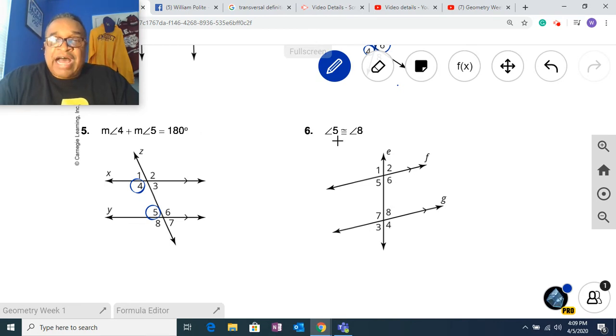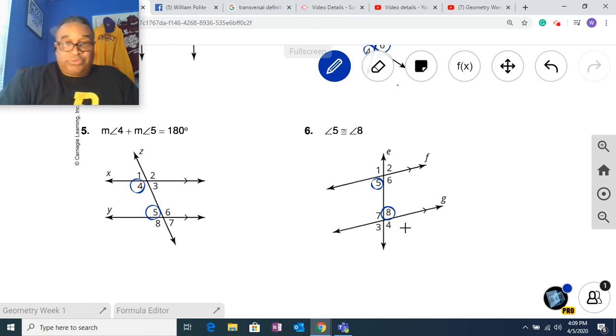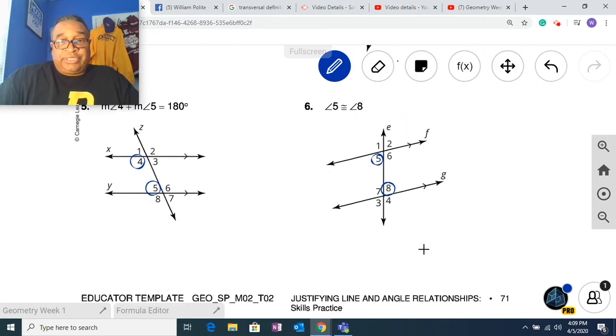Why is angle 5 congruent? Why does it have the same measure as angle 8? Okay, there's angle 5, there's angle 8. Why are they congruent? Make a conjecture. Look at your chart. What's the relationship? Oh, they look like they're interior, inside of the lines, and they're alternate. They're on different sides of the transversal, but they're inside of the parallel lines. What does it say about alternate interior angles? I'll let you come up with your own answers there.